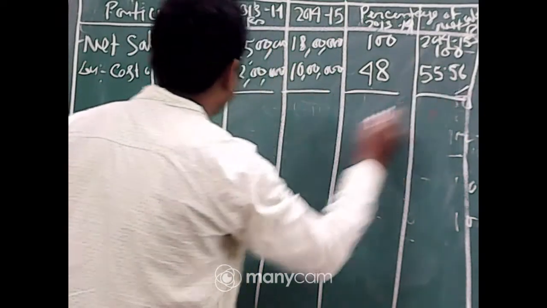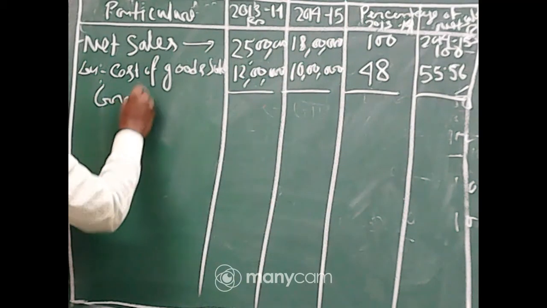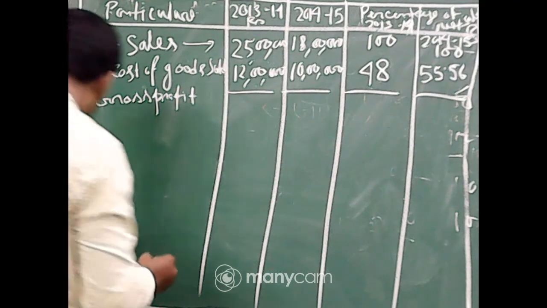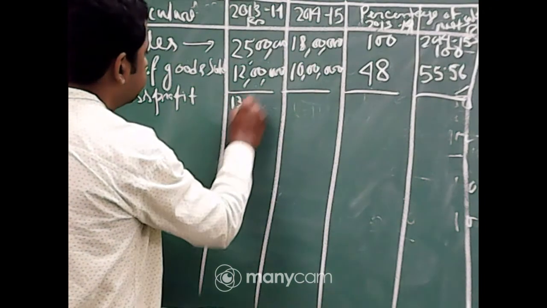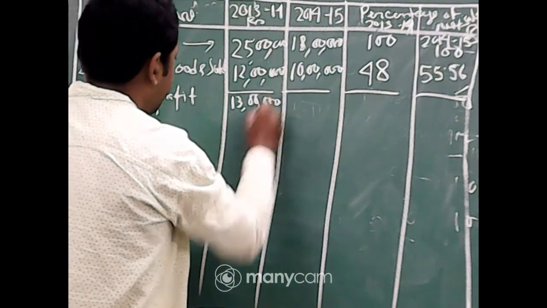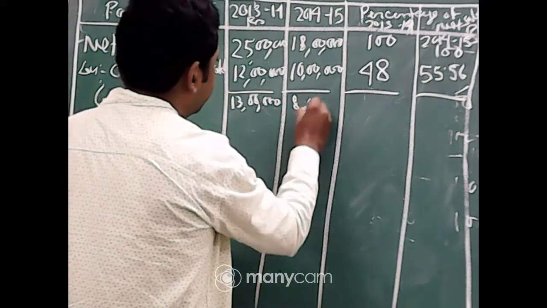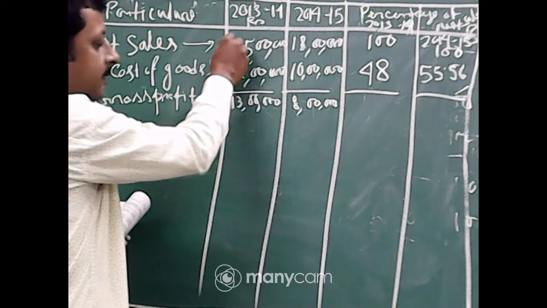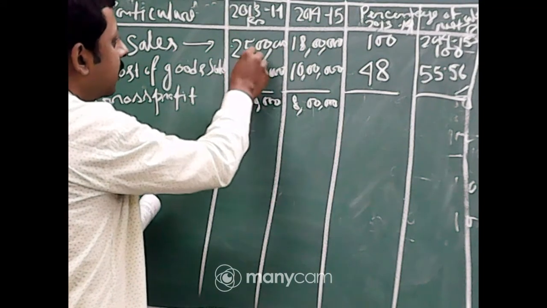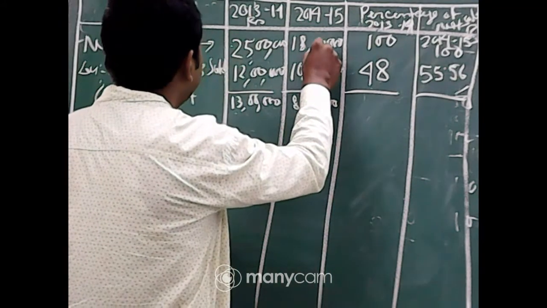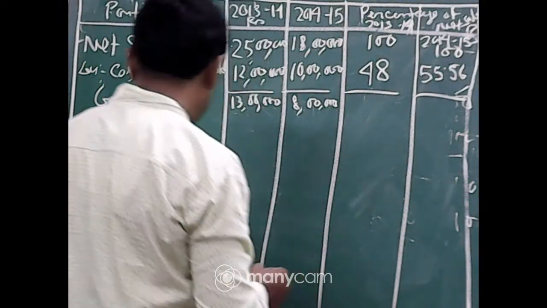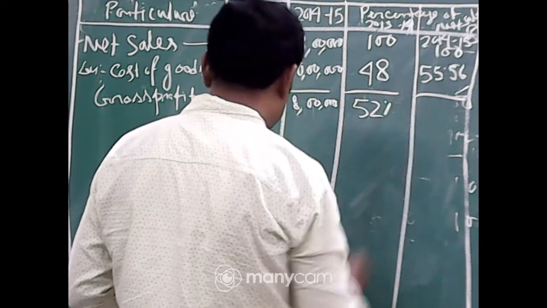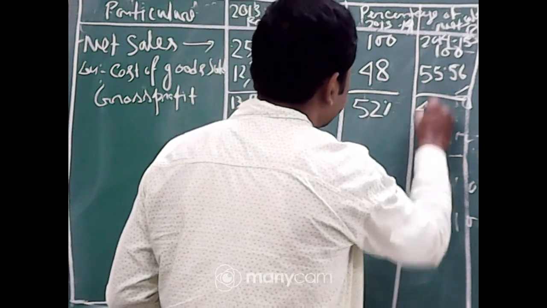Now after doing this, what actually comes? Actually comes the gross profit. We get the gross profit after deducting the cost of goods sold. Now that is 13 lakh and that is 8 lakh. And again the base is net sale. We have to calculate 13 lakh divided by 25 lakh and 8 lakh divided by net sale of 2014-15. What will be the percentage? Percentage is, this is 52% of net sale and this is 44.4% of net sale.